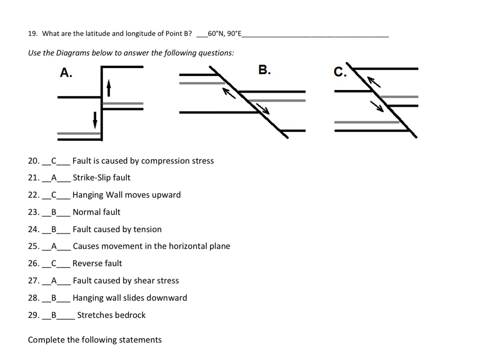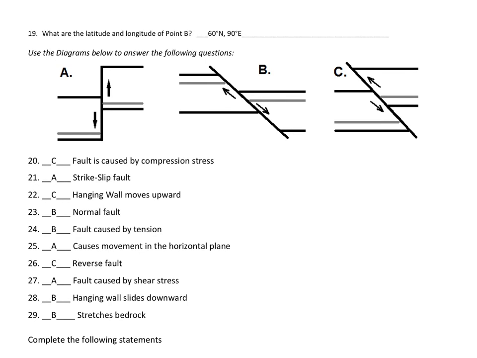That's compressional stress. Alright, strike slip fault would be A because you see that 90-degree angle, you see the nice, basically two squares sliding alongside one another. So that would be in the horizontal plane. Hanging wall moves upward. That's going to be C because that is, of course, a reverse fault.